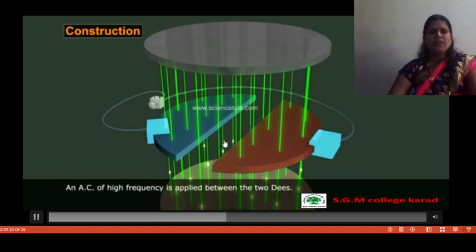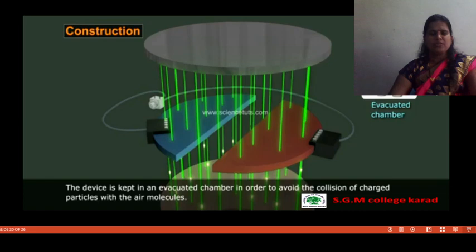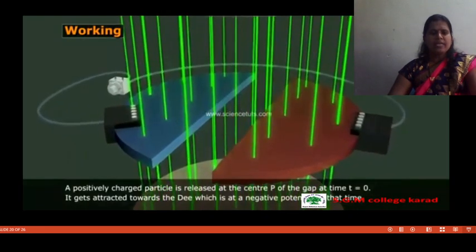An AC of high frequency is applied between the two Ds. This device is kept in an evacuated chamber to avoid collision of the charged particle with air molecules. Now see here the working of the cyclotron.